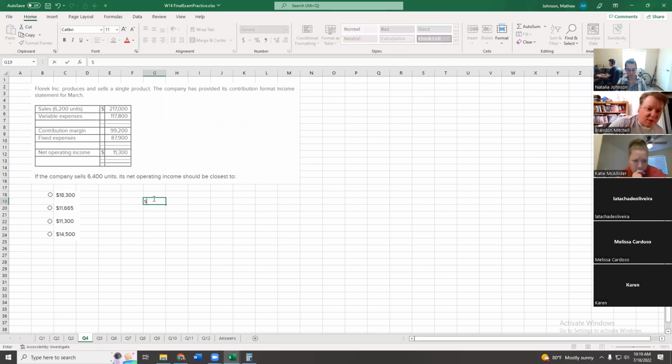Get your price per unit first. And the price per unit is the total of these cells, 217,000, divided by the 6,200 units. So 35. And now, because they're asking for 6,400 units, we just have to multiply this 35 times the 6,400 units.